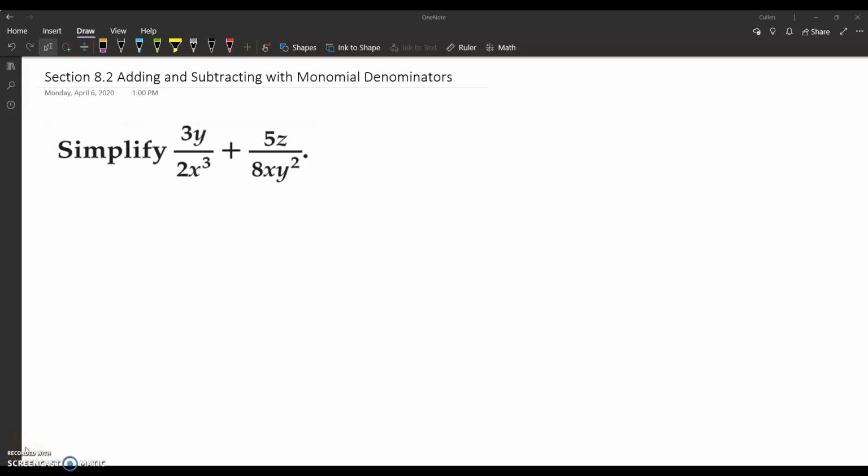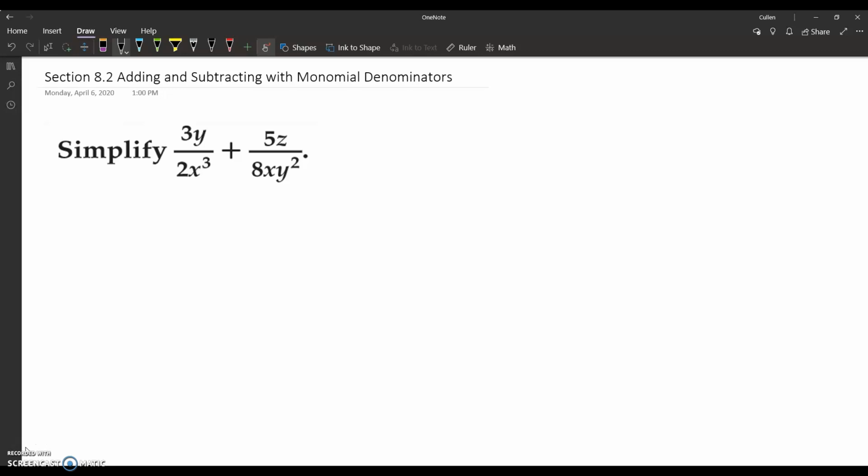Making another video today, still going through chapter 8. So this is section 8.2. We're going to be doing this for 2 days. Oddly enough, when you're dealing with rational expressions, adding and subtracting them is actually a lot harder than multiplying and dividing them. So we'll spend 2 days on adding and subtracting them.